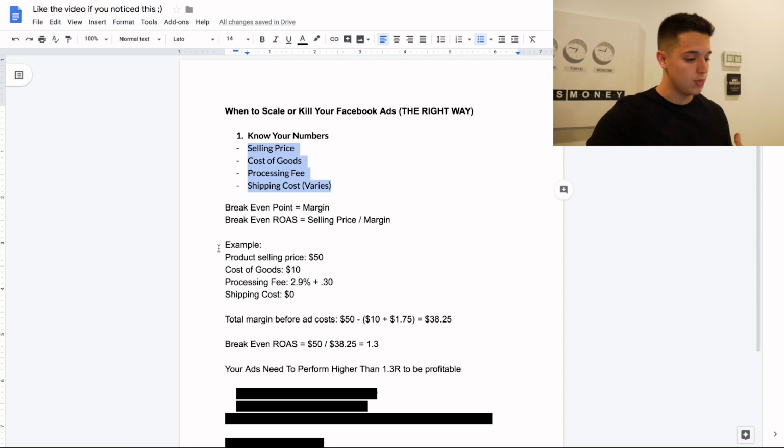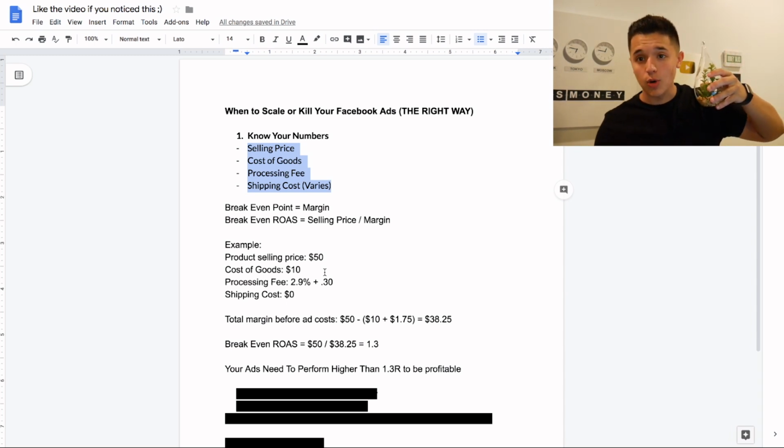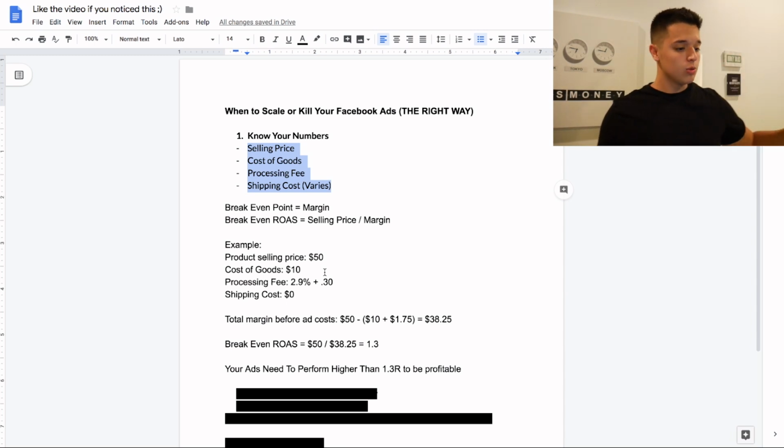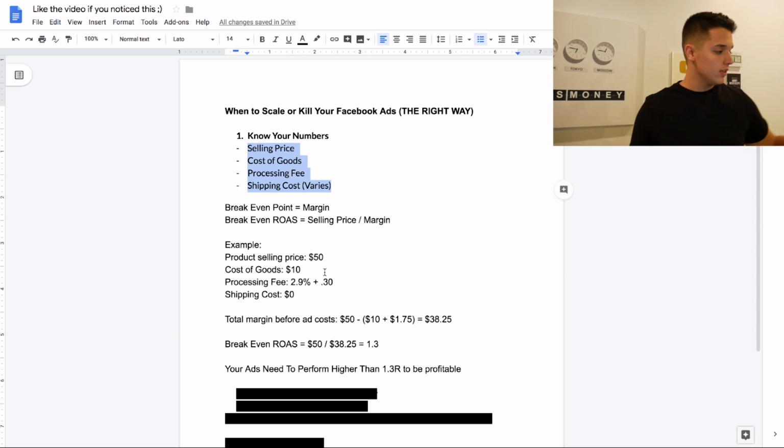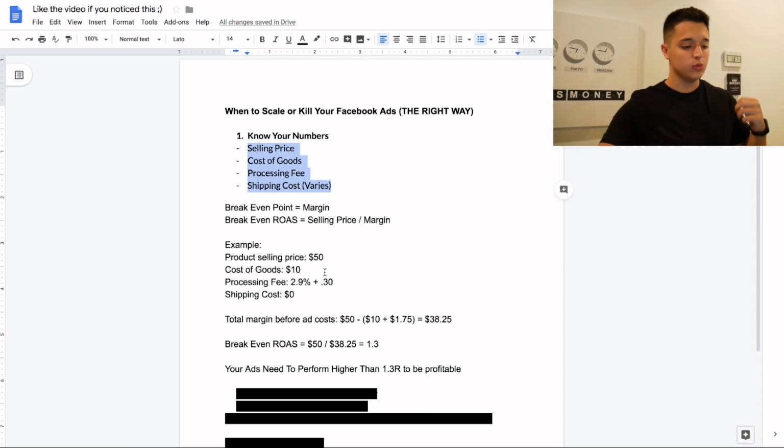So let's go through an example here real quick. Let's say I'm selling, what do we got over here? This thing right here, a little fake plant. We're selling that for $50, all right? And let's say it cost me $10. And then I'm gonna have to factor in, okay, if someone just buys one of them, what is that processing fee gonna be? So I'm just gonna make it easy.